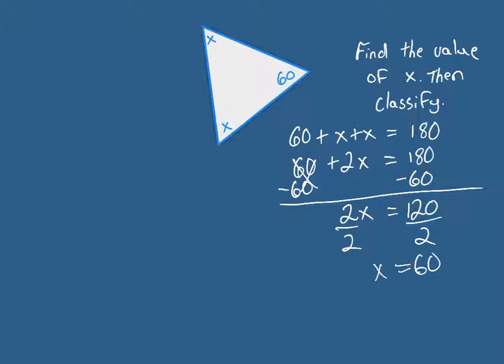So wherever there's an x, that angle is 60, so that means this is 60, and this one is 60 as well. What you'll notice about my triangle is that it has all the same angle measures, which means it has all the same side measures as well. So when we go to classify this, we are going to classify this as an equilateral and equiangular. All the sides are the same, and so are the angles.